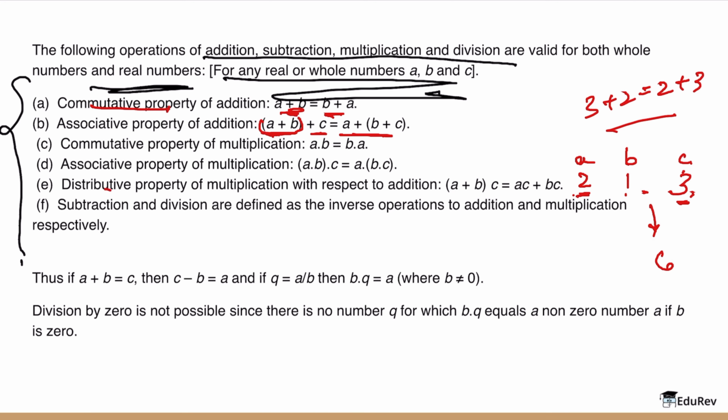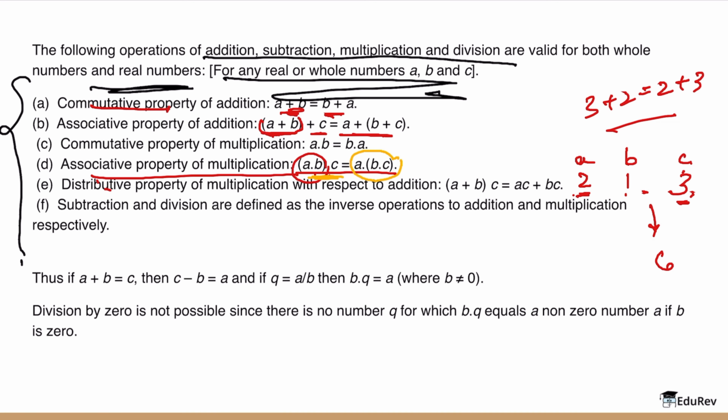Okay, and then the associative property of multiplication says that A into B is multiplied initially and then afterwards C is multiplied with it. It will yield the same result as when I multiply B and C first and then multiply A with it.